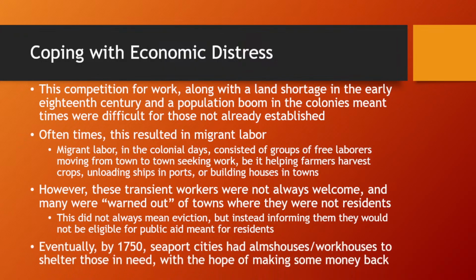Eventually, though, by 1750, we had some seaport cities that created almshouses and workhouses to help those that needed it. Basically, if you needed food and you needed a place to sleep, you could go to these places and get food or a place to sleep. But in return, you had to work. You had to do some amount of work.